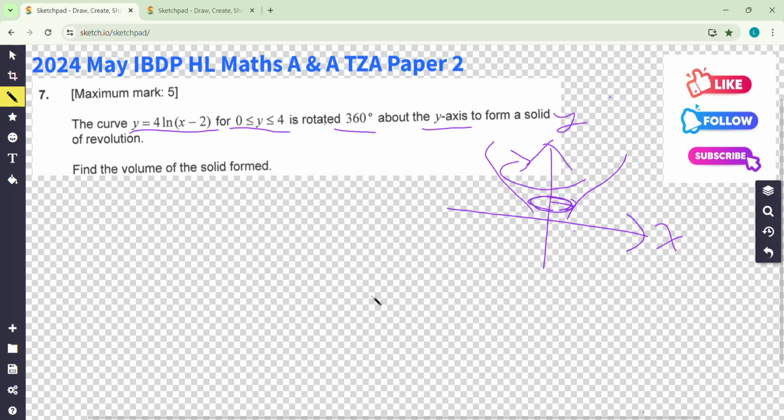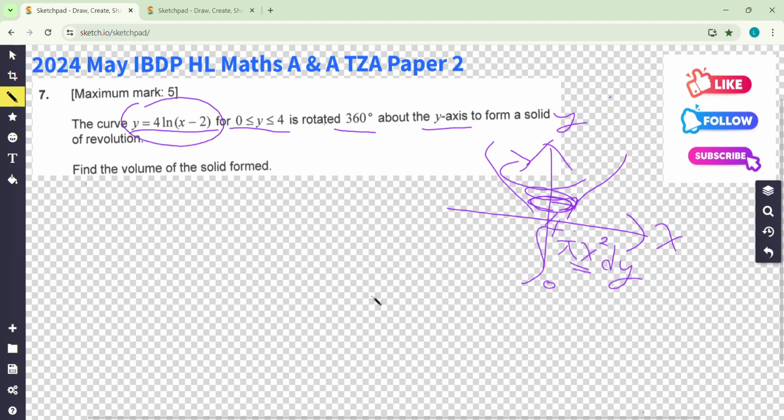It means pi x square, and then the little width is dy. Right? So the little volume is pi x squared dy, and then you do the integration from 0 to 4, and that's it. But you need x in terms of y. But now you have y in terms of x. Right? So first of all, you have to change the subject to x, okay?